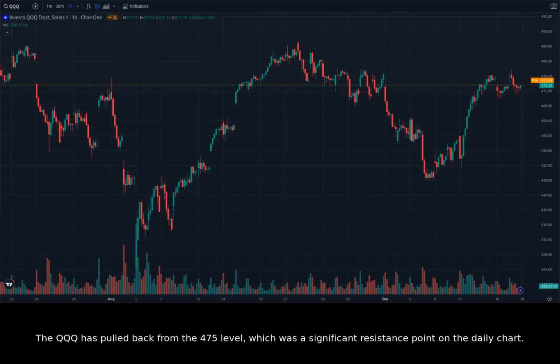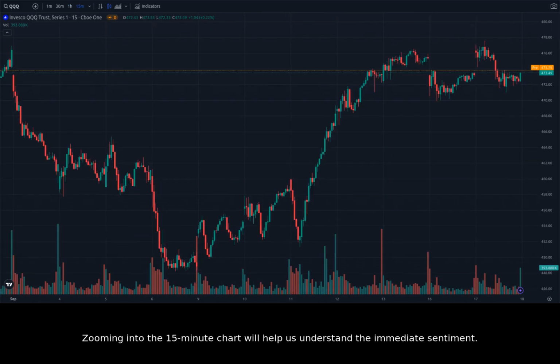The QQQ has pulled back from the 475 level, which was a significant resistance point on the daily chart. This pullback could be a correction within the larger uptrend. But if the QQQ breaks below 470, it would signal a potential reversal of the current trend. Zooming into the 15-minute chart will help us understand the immediate sentiment.